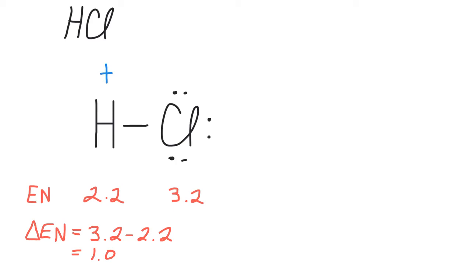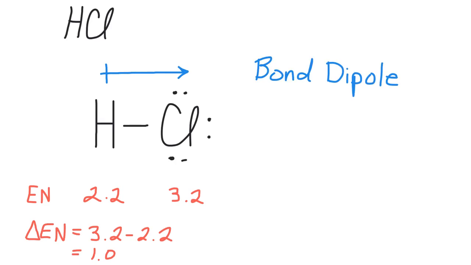And what that means is, with this symbol, it just shows that the electrons are being pulled towards chlorine more strongly than hydrogen. And again, that's called a bond dipole. So just remember, the arrow in this notation points in the direction that the electrons are being pulled. They're being pulled towards the chlorine in the bond because it has a higher electronegativity. And the greater the difference in electronegativity, the higher the polarity of the bond.